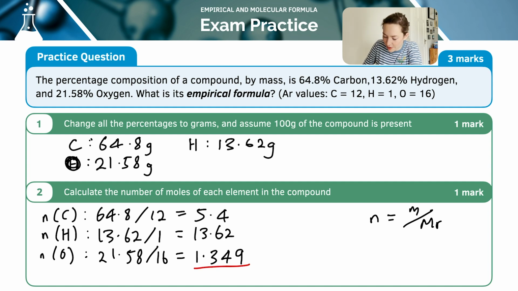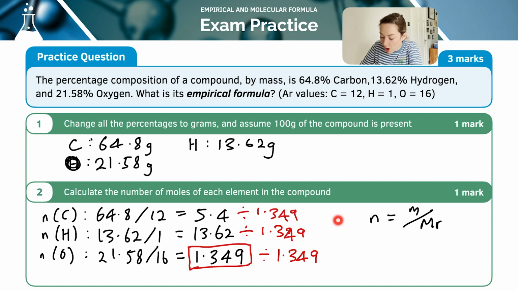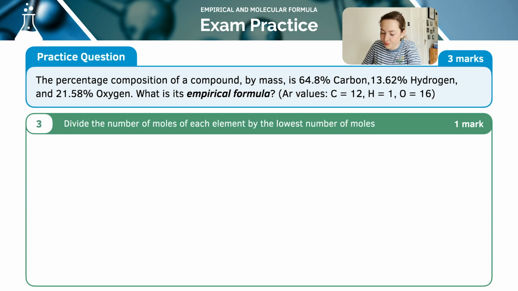Then we're going to work out which one of these is the smallest number. And you can quite quickly see that oxygen is the smallest number. So we're going to work out a ratio. We're going to divide all of these by 1.349. So I'm going to divide that by itself, which is obviously going to give us 1. I'm going to divide that by 1.349. And I'm going to divide this number by 1.349. And that's going to give us our ratio.